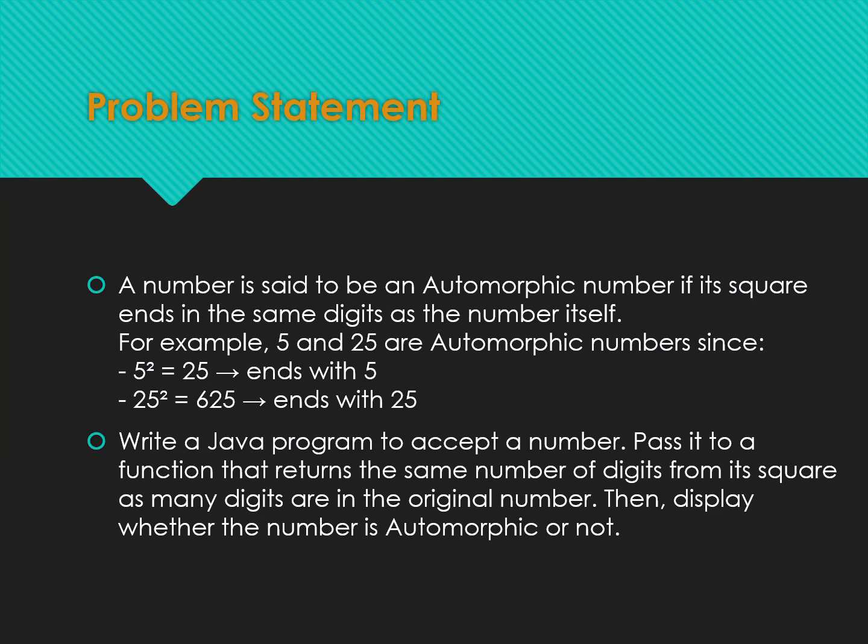In this problem, we are asked to determine whether a number is automorphic. An automorphic number is a number whose square ends with the same digits as the number itself. Let's look at a few examples to understand this.